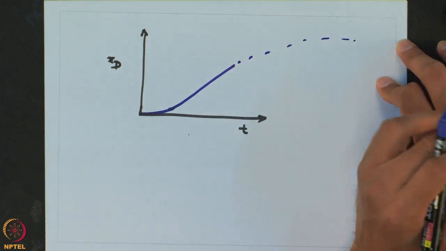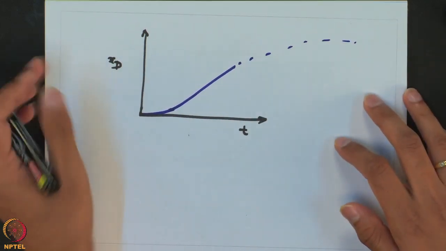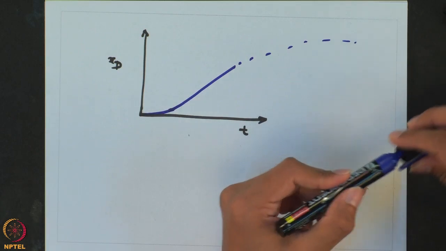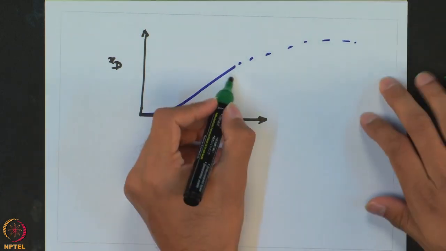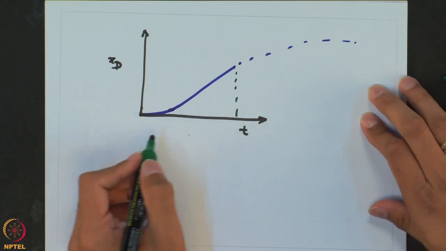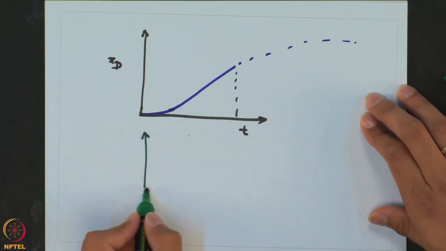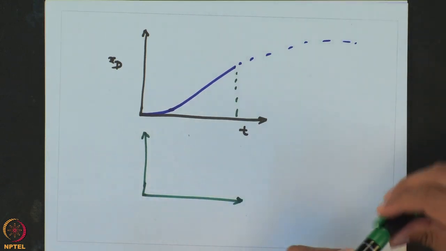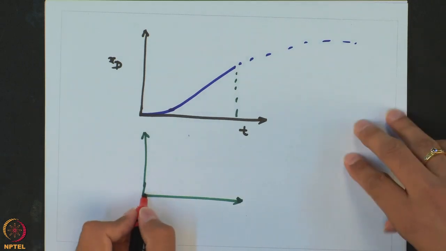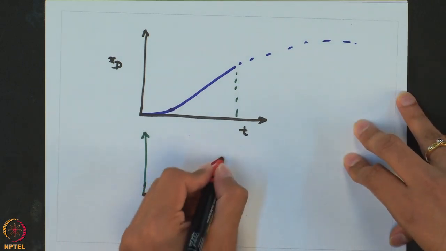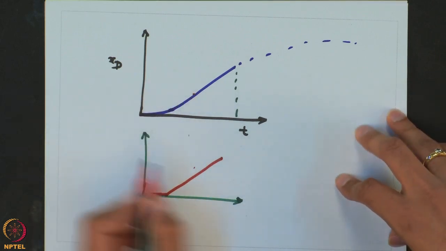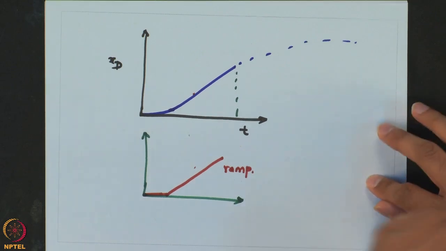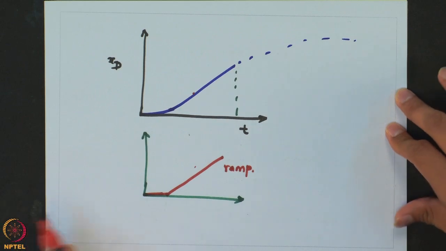In that case, most of the time these models would be used to make initial predictions about how the system responds. So we consider the response only up to this point, and we approximate it not as a first order plus dead time, but as some dead time followed by a ramp. So we approximate this as a ramp rather than a response of a first order process. This is known as a first order plus integrator.